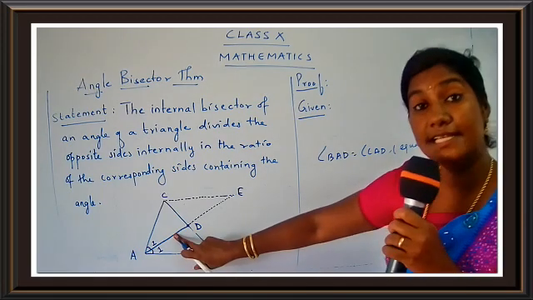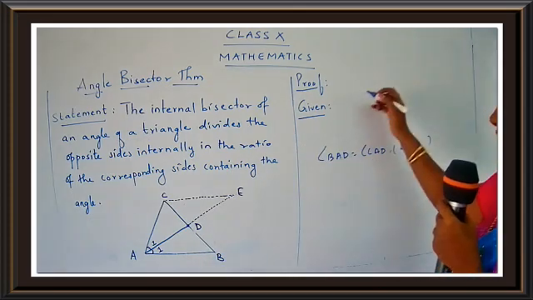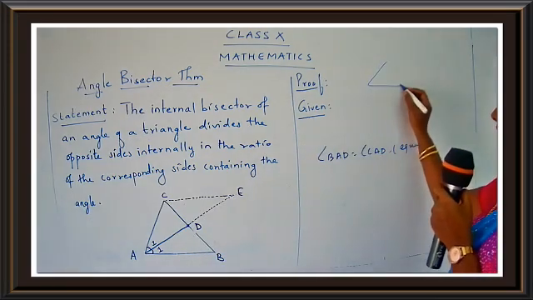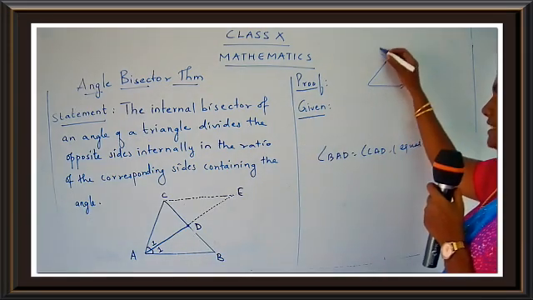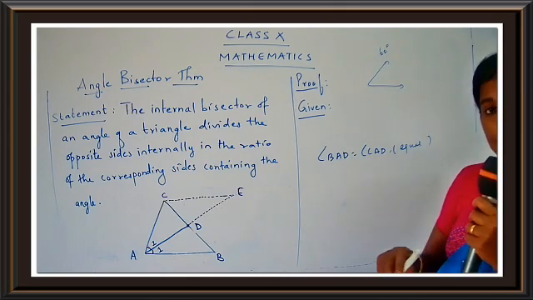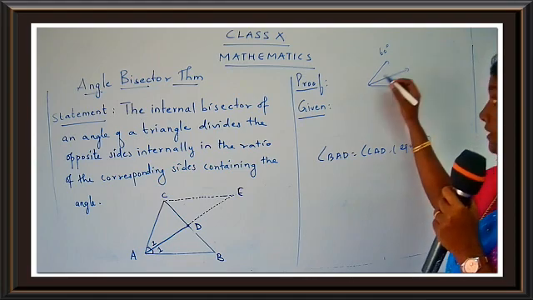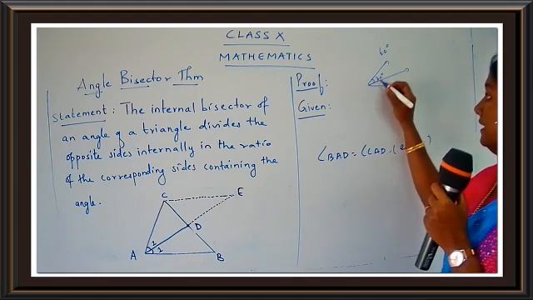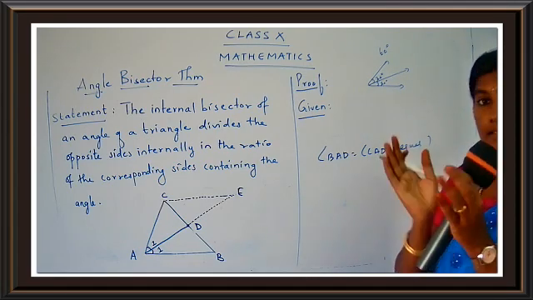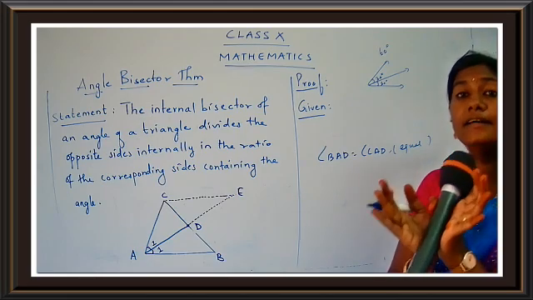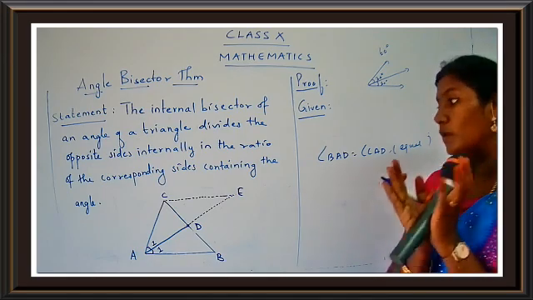Because AD is the internal bisector. So when you have, I'll just explain to you. Suppose you have an angle of 60 degrees. Okay, you have drawn an angle of 60 degrees and you have an internal bisector for it. That means this will be 30 degrees and this will be 30 degrees. Bisecting means dividing the angle into two equal parts.